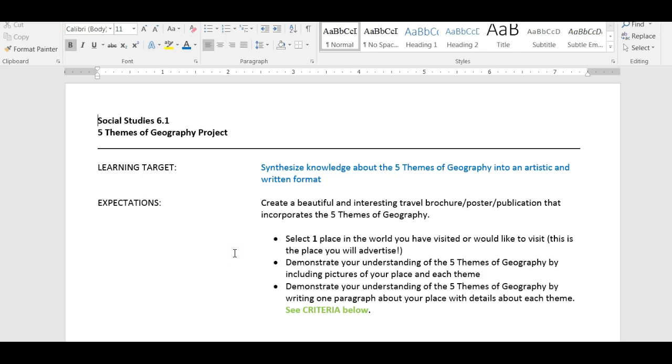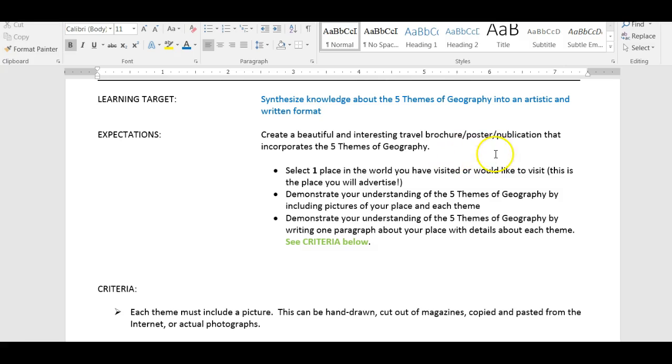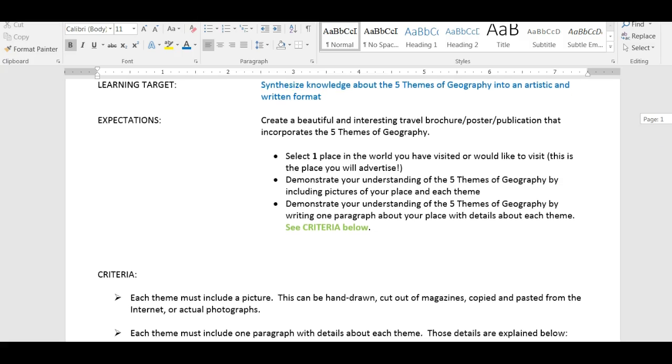I thought I would make a little video to give you feedback on the 5 themes of geography project. So I'm starting in the actual assignment. And so it looks to me like you have chosen Legoland as your place that you want to visit and create a travel brochure. So that's pretty cool. I like to see things like that.